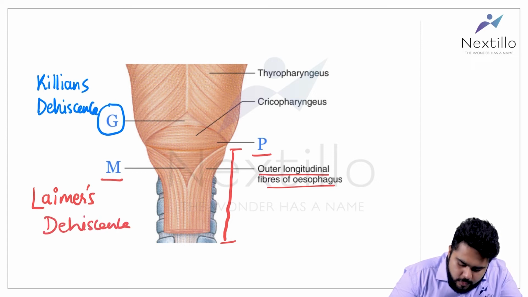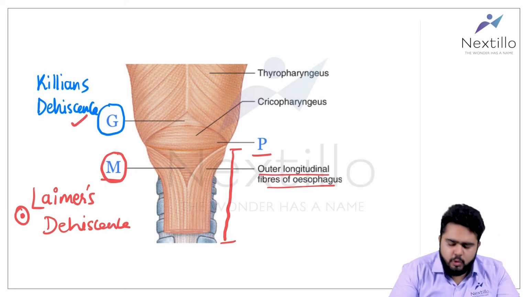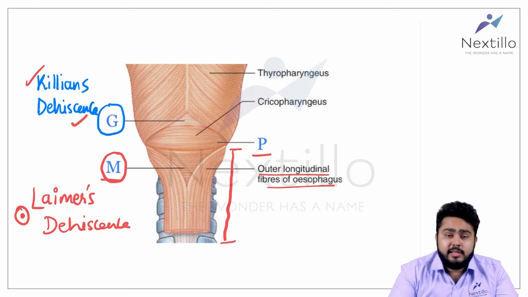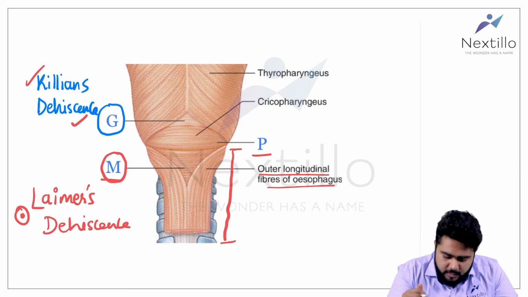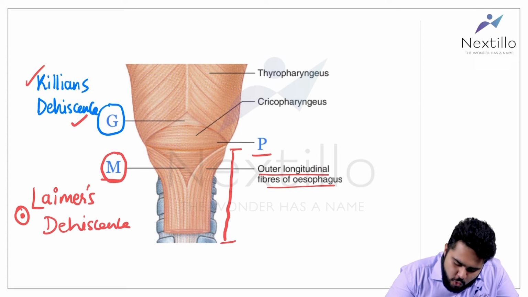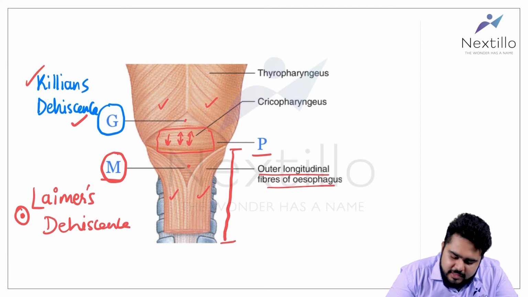Once this has been asked, they have marked this instead of that, and most of the students answered it as Killian's dehiscence, and it was not. It is Lymer's dehiscence. Clear? Then this whole area is also dehiscent actually, because you see here there are two layers. This area is also deficient and can also have a dehiscence over here.